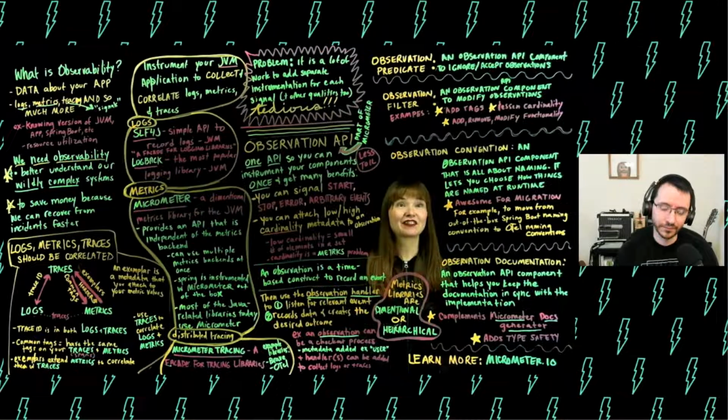Yeah, great. So the observation filter seems like it can do a lot for a lot of different use cases. It's pretty wildly useful. Then the third observation API component we talked about is an observation convention, that's all about naming. So it helps you choose how things are named at runtime.